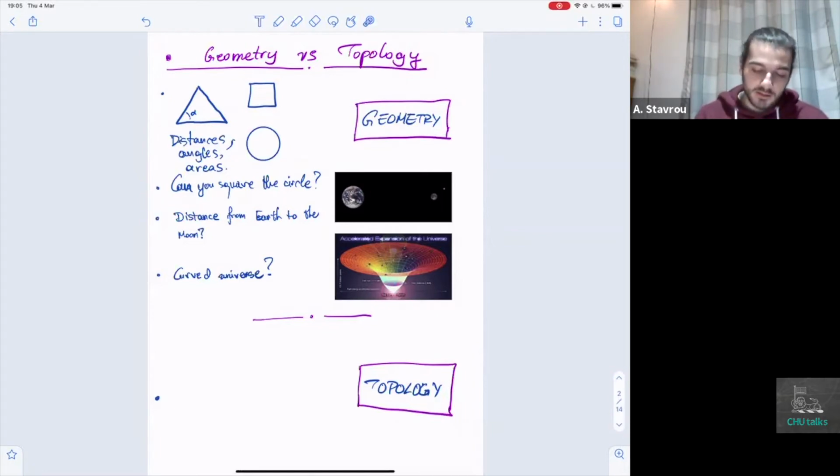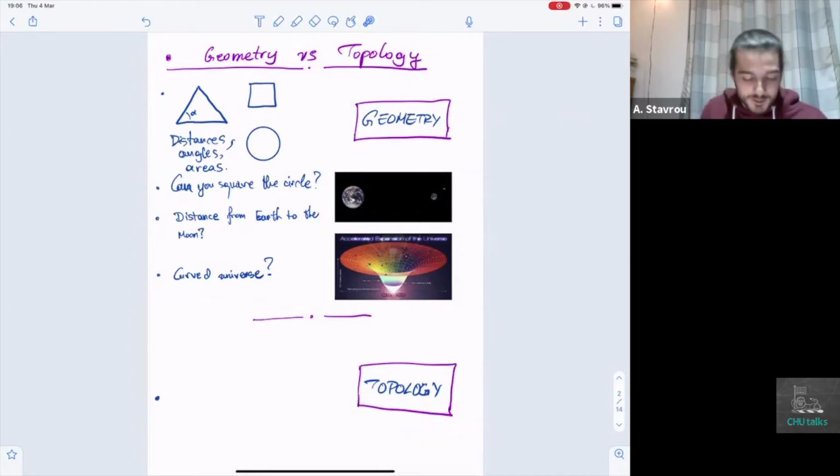And right, in geometry, of course, we know there are shapes like triangles, squares, circles. They have areas and angles, right? And we can measure all that, like distances, areas, angles. You can ask questions like, can you square the circle? And that makes sense there. I will explain in a second why in topology this is not even a valid question.